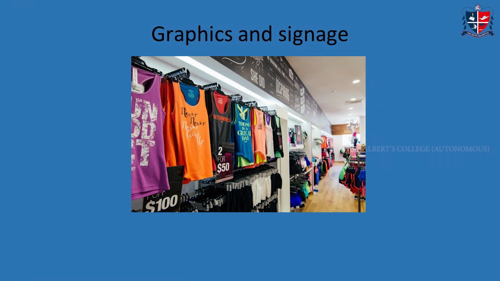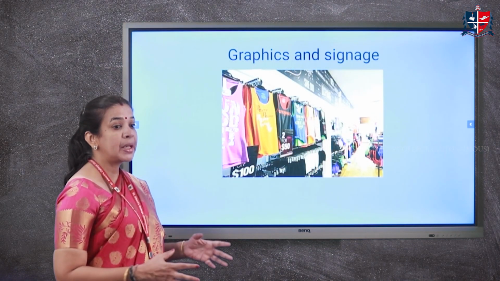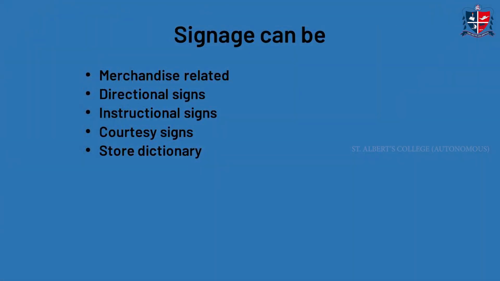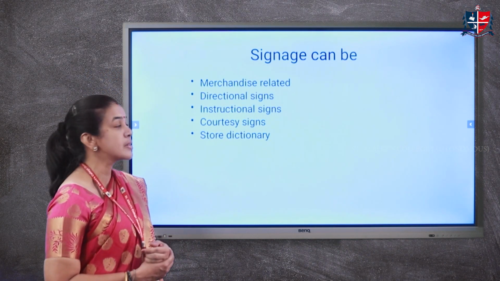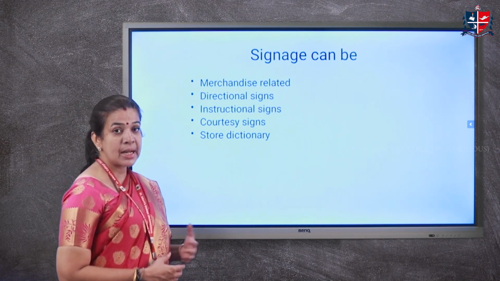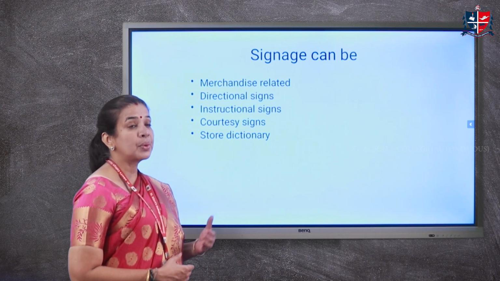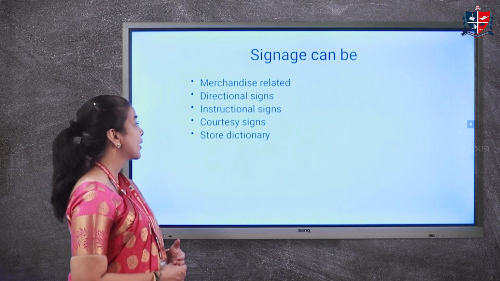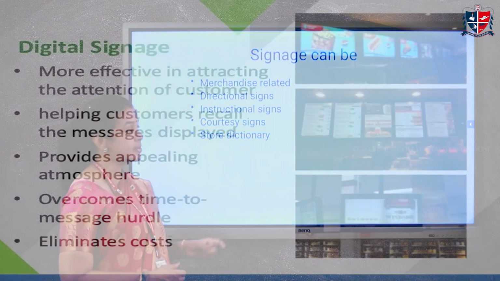Graphics and signage. It eases the work of the customer when he is inside. At the same time, it should enhance the beauty of the store. So signage can be related to merchandise, or direction, like how do you go from the men's to the women's or the children's section, the checkout counter, all these things. Instructional signs tell you whether these particular things are on rebate or not, and what you need to do next. Courtesy signs say thank you, please shop with us again. Store dictionary: what the different short forms actually stand for.